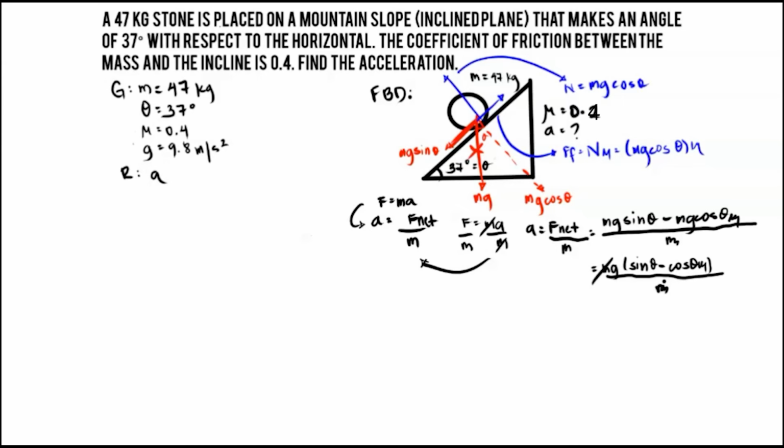Let's cancel out the mass, and the final equation to be used for the problem is acceleration is equal to g times sine theta minus cosine theta times mu.